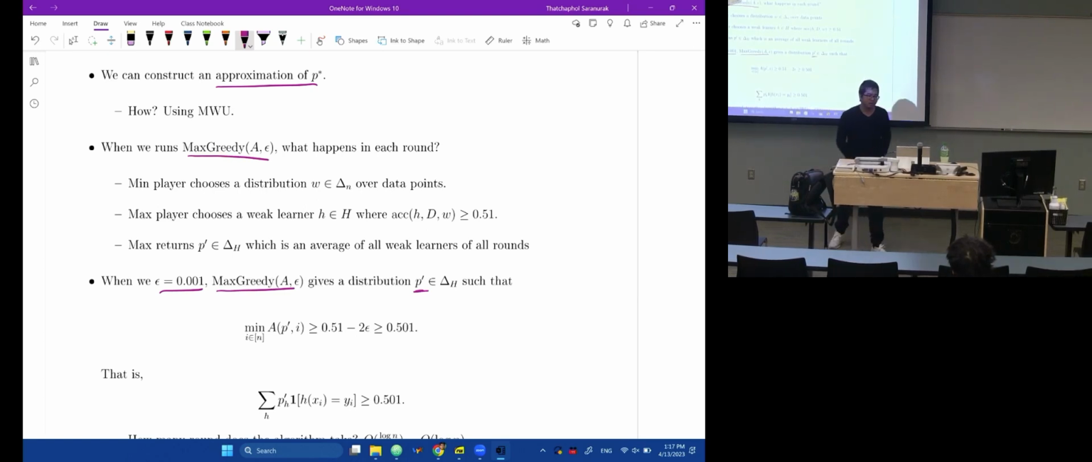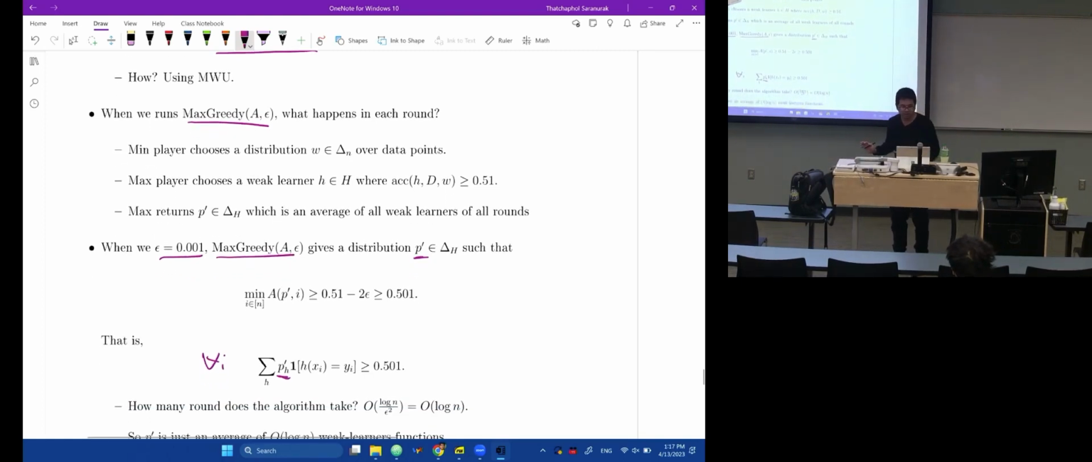That is, for all i, the total mass of functions in P prime that predict the data point i correctly is still strictly more than half. So far, it doesn't look that good yet, but we are almost finished.